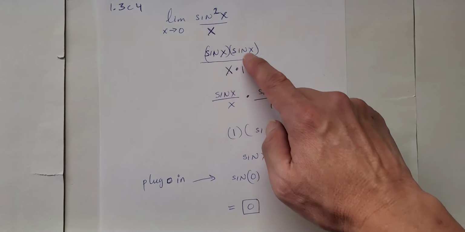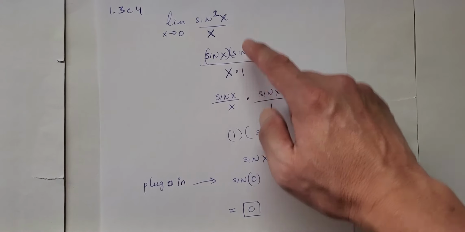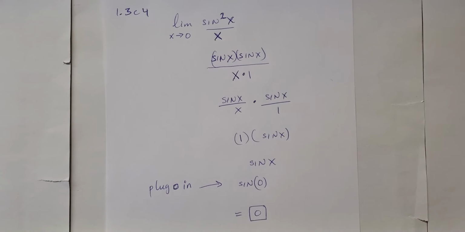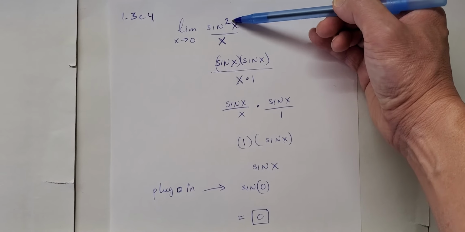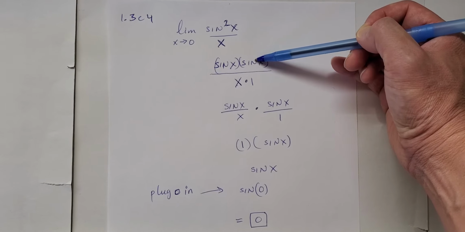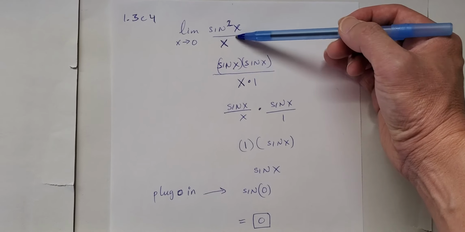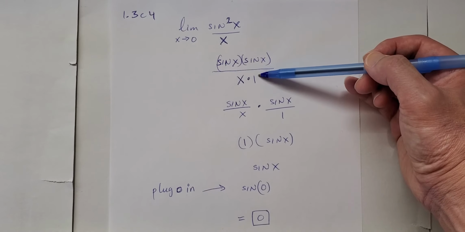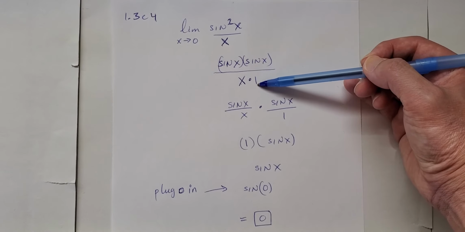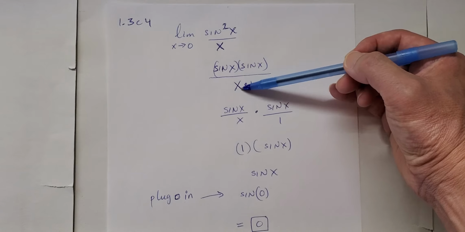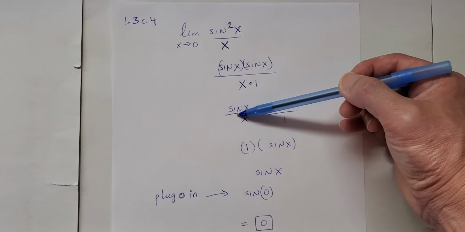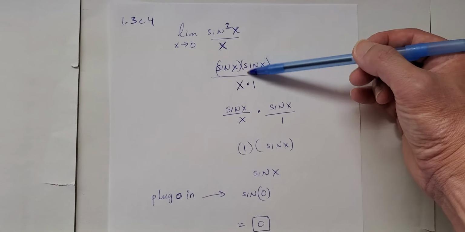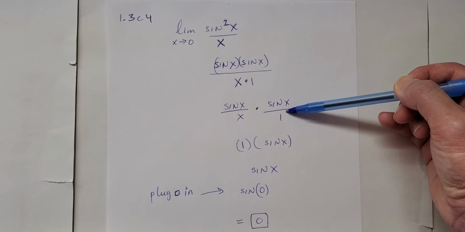Make sure you separate them. This is a square, so I have 1, 2. We know that x times 1 is just x. So separate them. Again, 1 is always there. Separate this, which is on the left, and separate this, which is on the right.